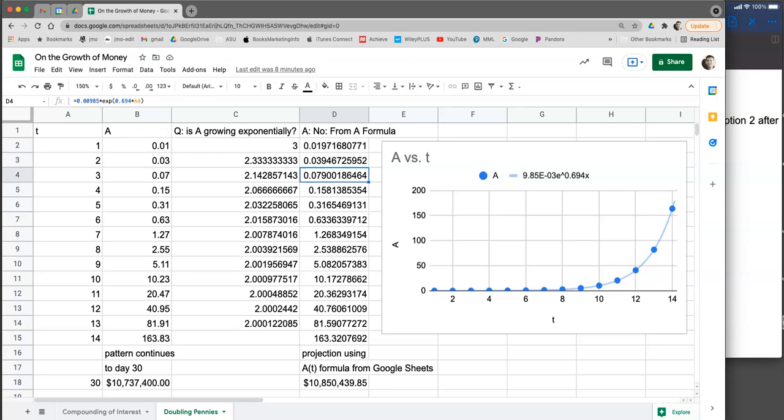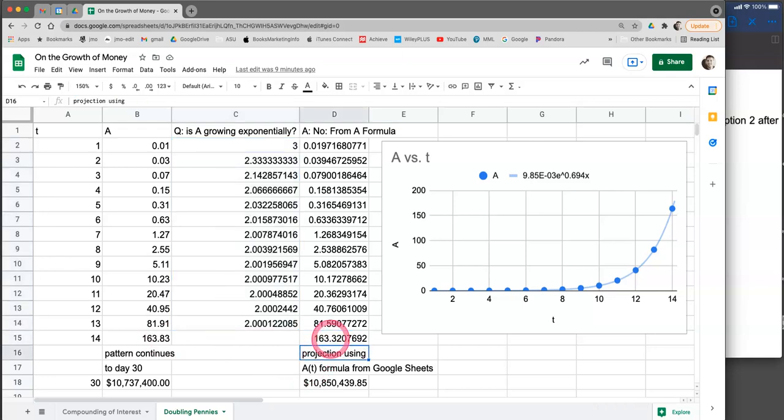And you can see that while the answers are close, the formula on day 14 is predicting that you'll have $163.32, while the actual amount you'll have is $163.83. Now that's just a difference of about 50 cents, but this is a sign that the formula we got from Google Sheets does not go exactly through all the data. So the formula looks close, but the fact that these ratios are not constants is saying that there's no exponential formula that goes exactly through all this data.